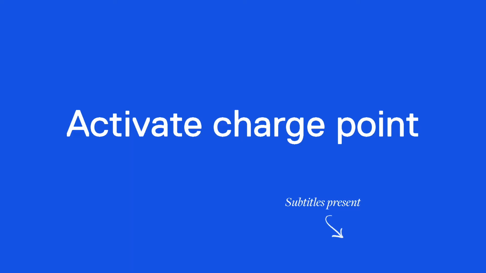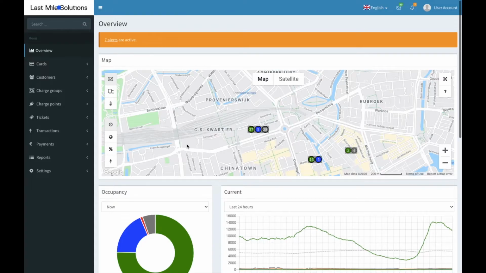Before you can activate a charge point, you need to have a charge group. If you already have a charge group, you can follow the following steps. Go to Charge Points in the menu and click on Search.